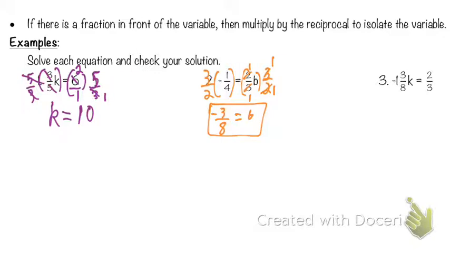Okay, let's look at number 3. Is number 3 decently similar? Yeah, but what's different? It has a whole number. We have a mixed number there, don't we? So what can we do with that mixed number to make this into a fraction?